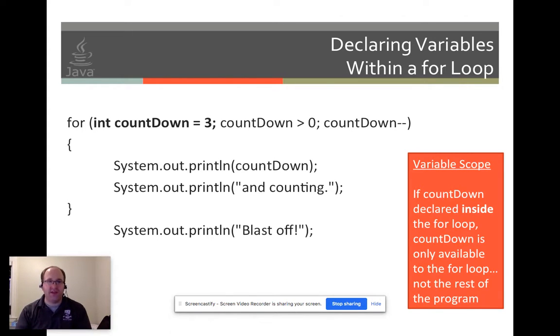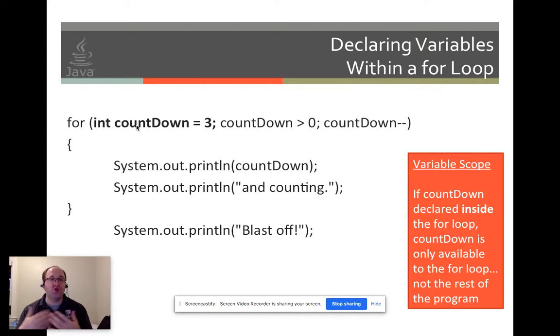If countdown is declared inside the for loop, like it is here, countdown then is only available to the for loop. In reality, countdown only exists in memory as long as the for loop is running. So in this case, this is all right because we're not using countdown anywhere else in the program for now. So it would be okay that countdown only exists inside of the for loop.